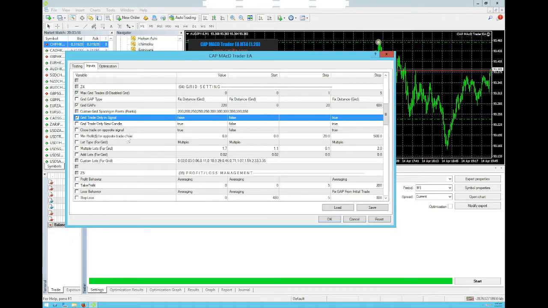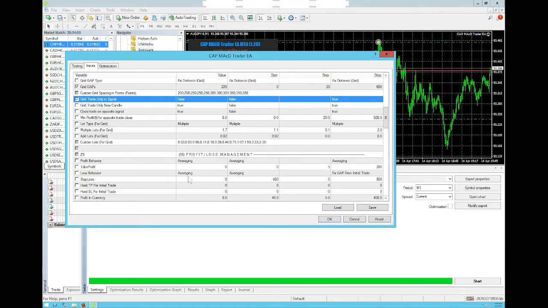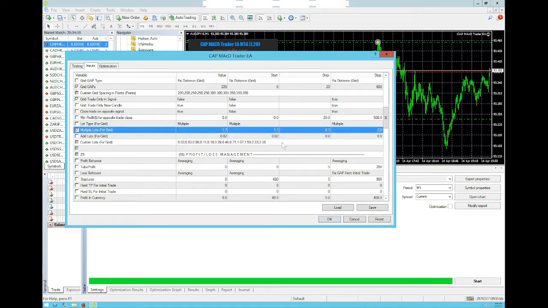You can run this one if you want. That way none of them close in. There's a minimum amount of profit you get every time. I noticed that it did lower my profit factor for that one. Multiple, correct. Multiple lots, correct. From 1.1 to 2. In this case, it went up to 1.7, and that was the best one. And I'm not sure about add lots for grid.